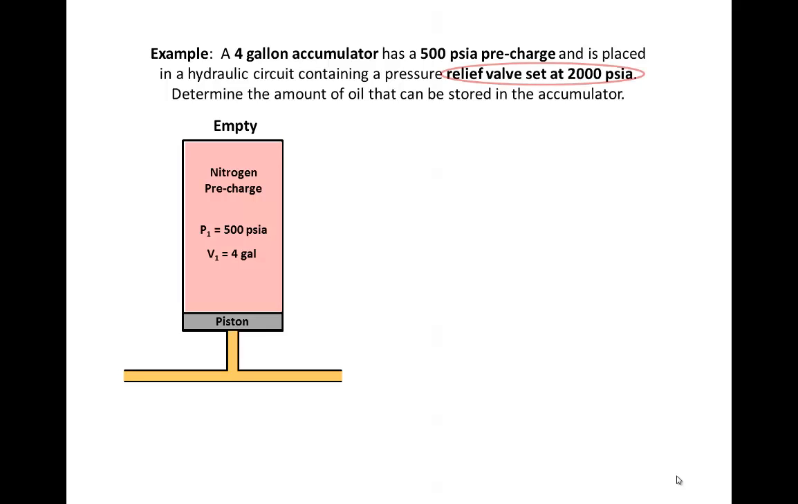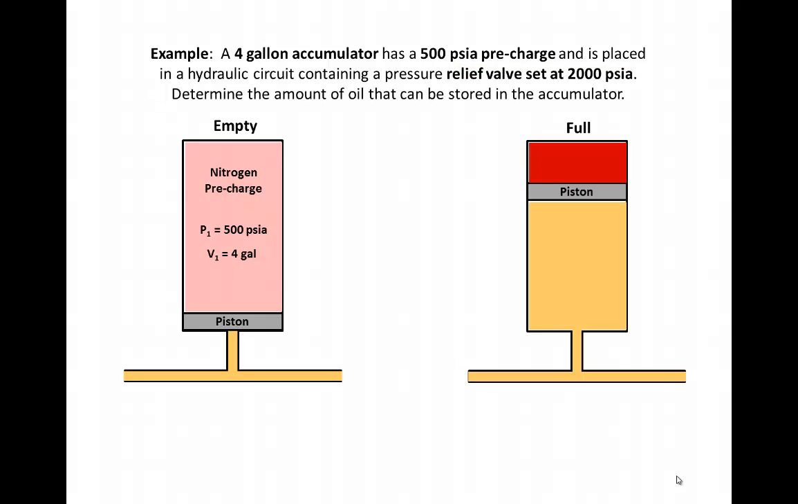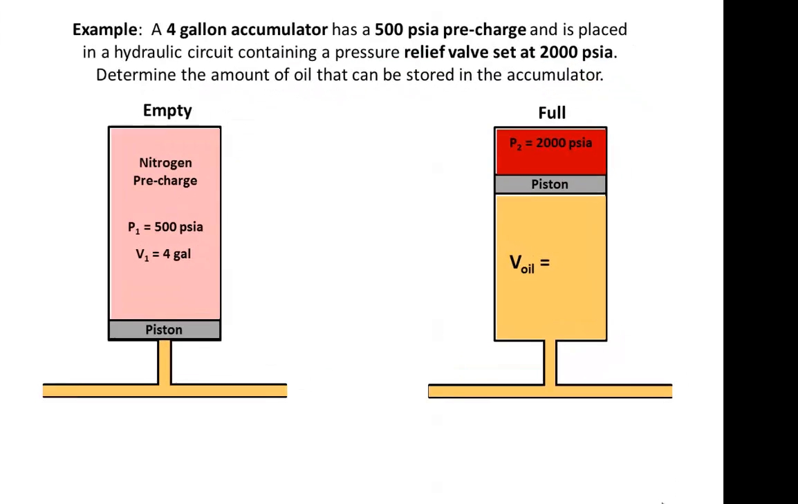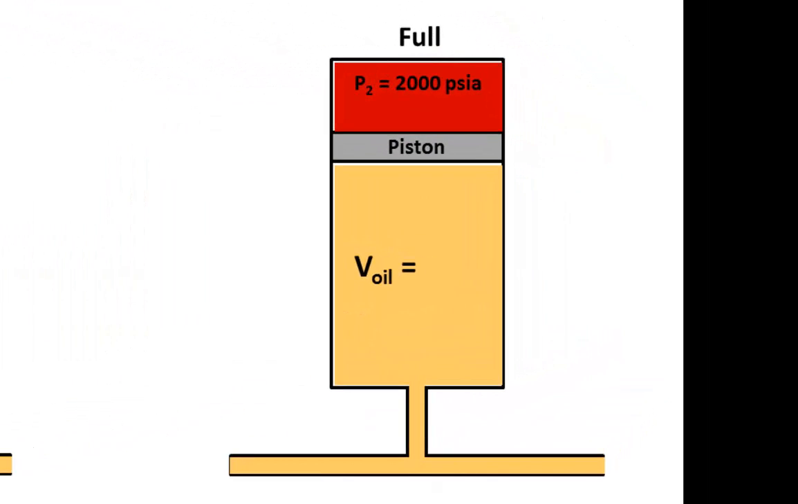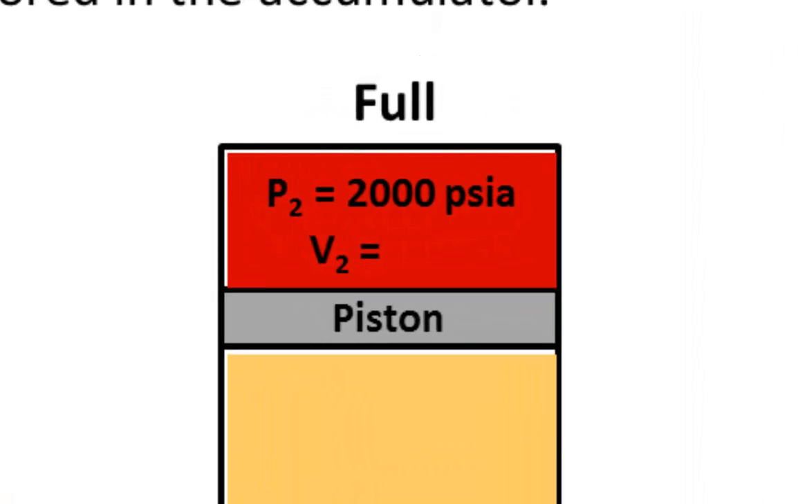It also states that it's placed in a hydraulic circuit that contains a pressure relief valve that's set at 2000 psi. So we can think of this accumulator when it's completely full as having nitrogen that's been compressed to 2000 psi. The problem asks us to determine the amount of oil that can be stored in this accumulator. So it's this volume of oil that we're trying to find. And we can't determine that directly, but we can easily determine this volume of nitrogen.